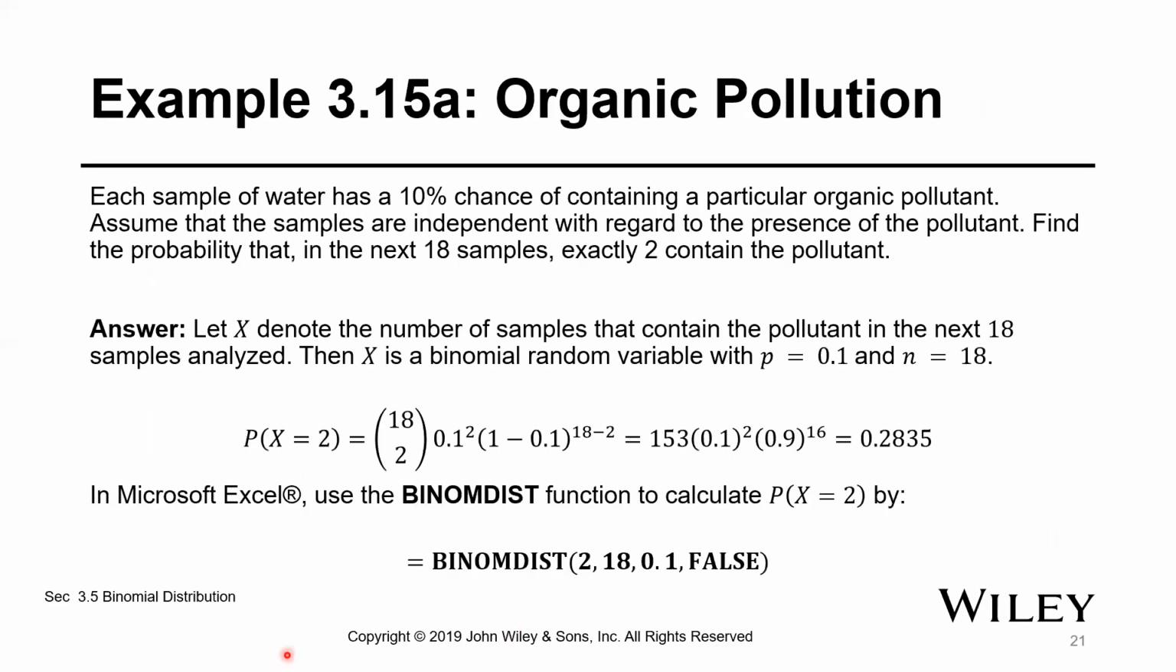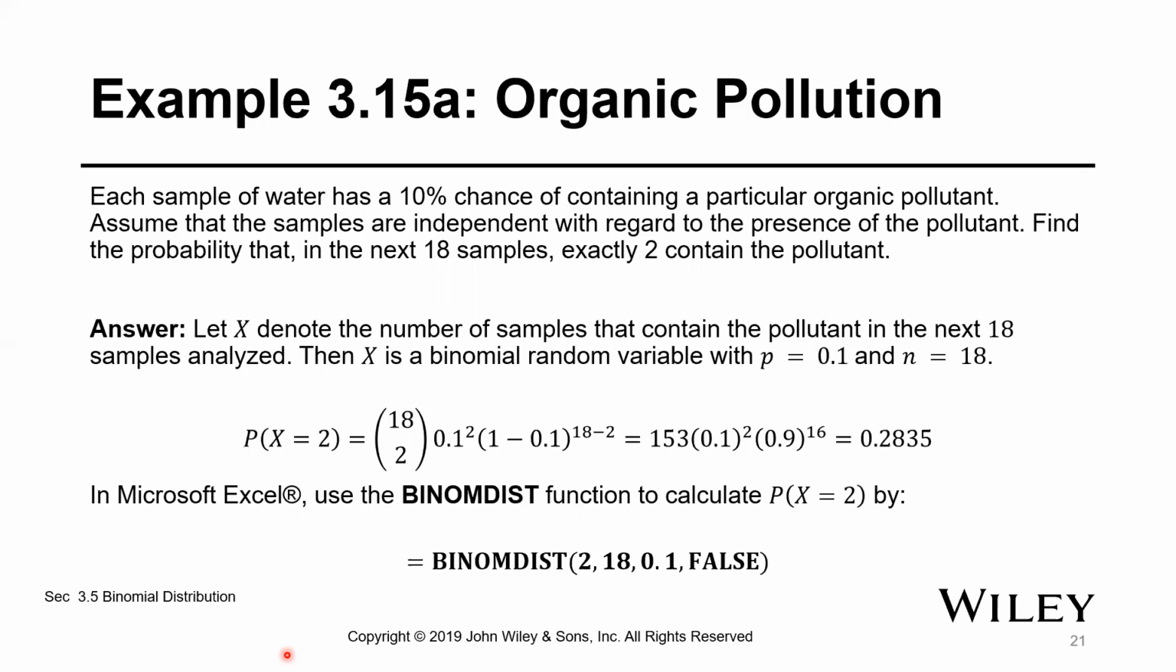So why do we do this? Because you have weird numbers. I recommend not having to do these by hand because they're not fun. If you have a sample of water, it has a 10% chance of containing a pollutant. Determine the probability that in the next 18 samples, exactly 2 contain the pollutant.